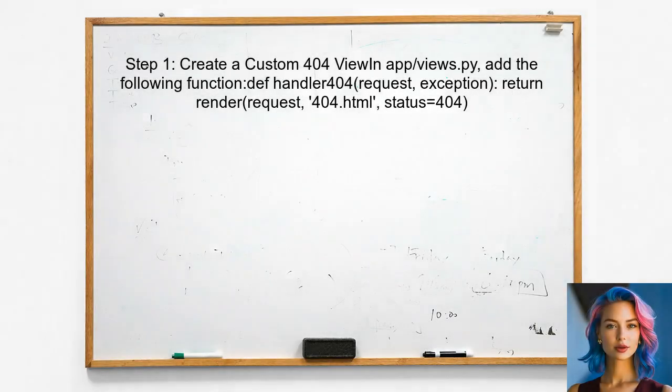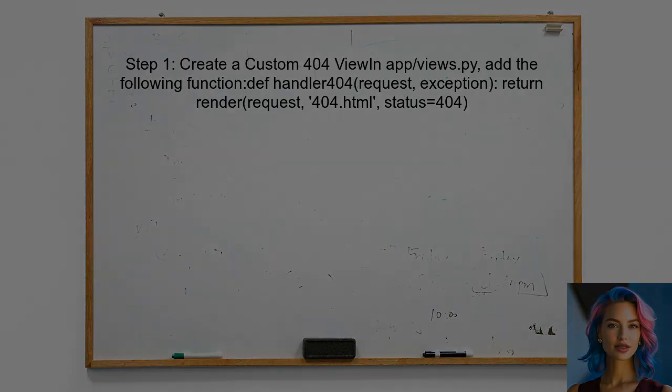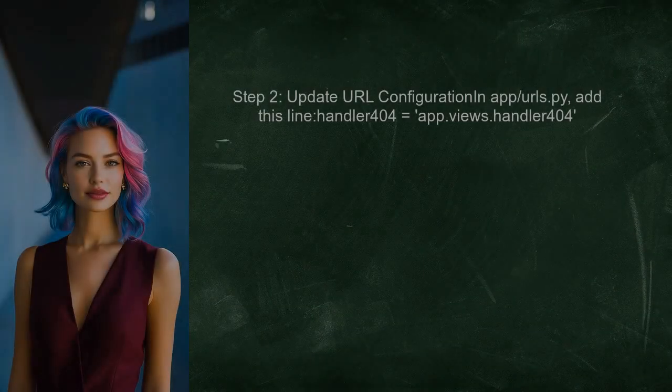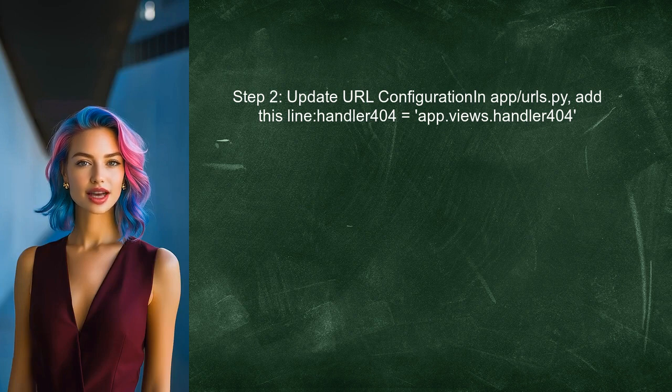To display a custom 404 page while keeping the debug mode enabled, the user should first create a custom view function in their Django application. This function will handle the rendering of the 404 page. Next, the user needs to update the URL configuration to point to this custom view. This is done in the urls.py file of the Django application.